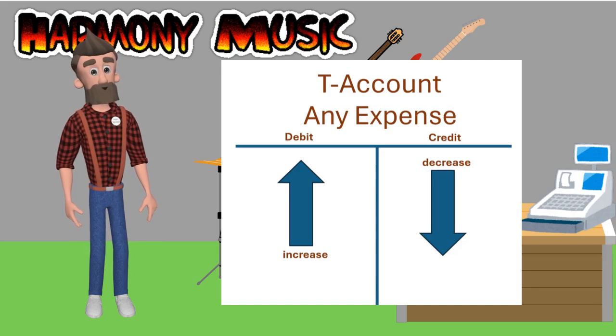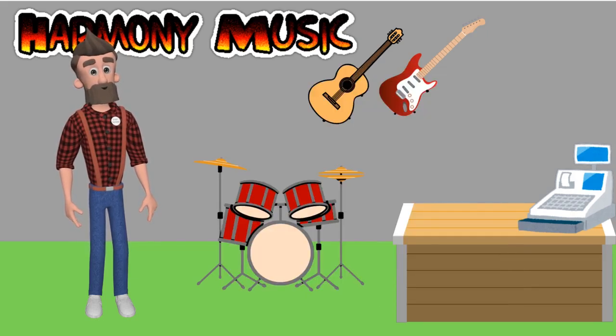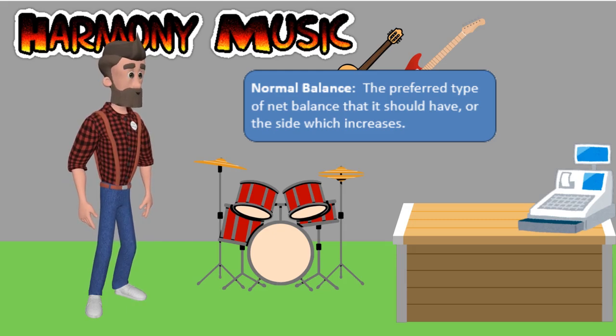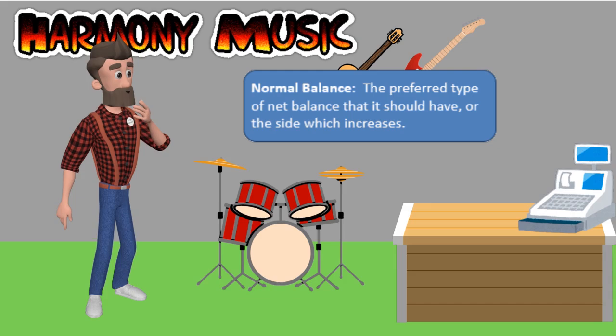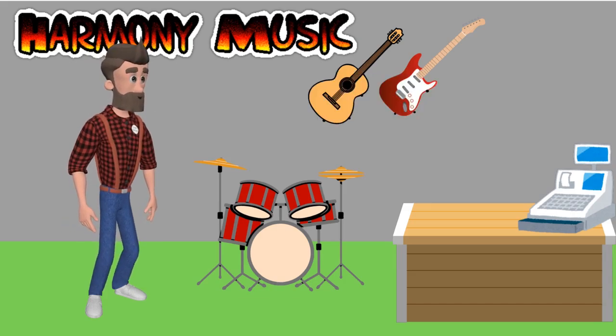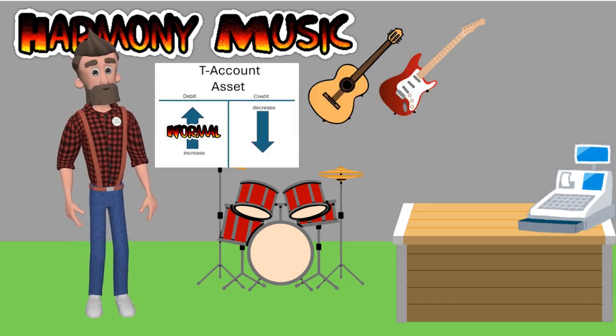It's probably also a good time to mention something called the normal balance. Each type of account has a normal balance, which is the side used to increase. Cash is an asset, which increases with a debit, so the normal balance for cash is debit. All other assets have a normal balance of debit as well.